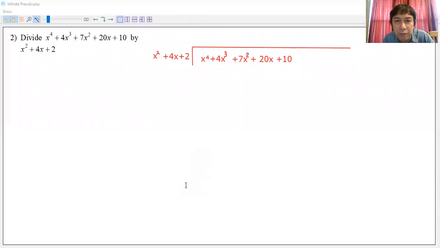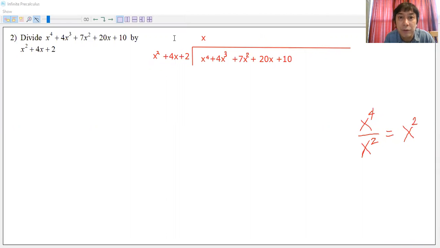And then we have x to the fourth plus 4x cubed plus 7x squared plus 20x plus 10. Our dividend is from highest to lowest. So let us divide x to the fourth. In dividing the very leftmost of the dividend by the very leftmost of the divisor, that means x to the fourth divided by x squared. This means x to the 2, because that's 4 minus 2 in the law of exponents. So this will be x squared. And so we're going to write x squared at the very top of x to the fourth. We're going to write it there.